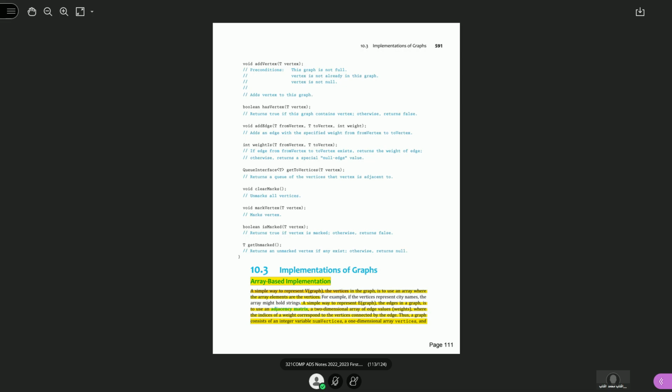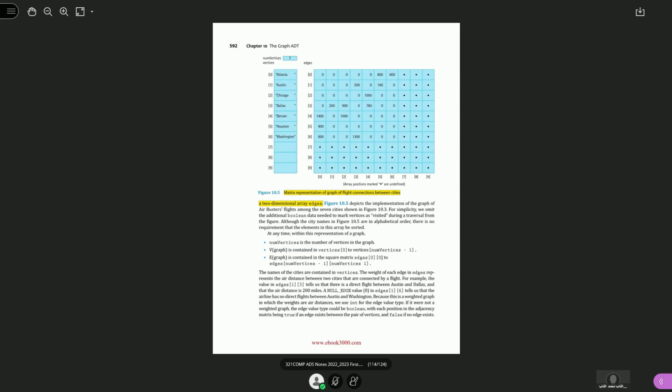Then the next is array-based implementation. There are two methods here you are going to study. If you remember, one was the adjacent matrix method and one was bucket or chaining. In this method, I already told you how to draw the graph. Any confusion here about the adjacent matrix? How to draw this? How you can make this one?